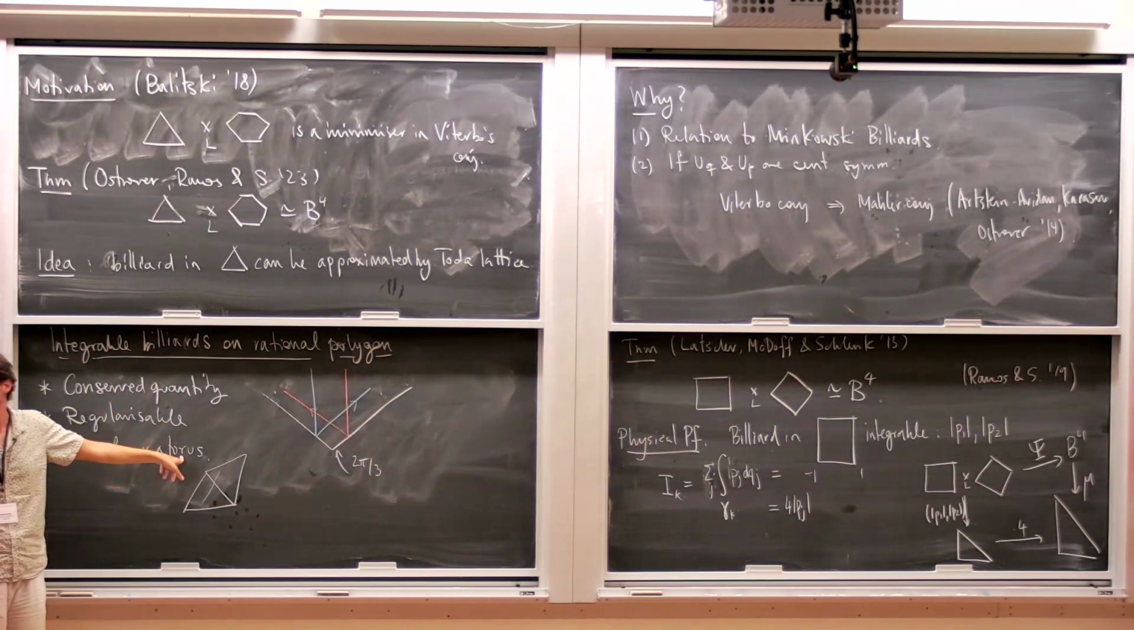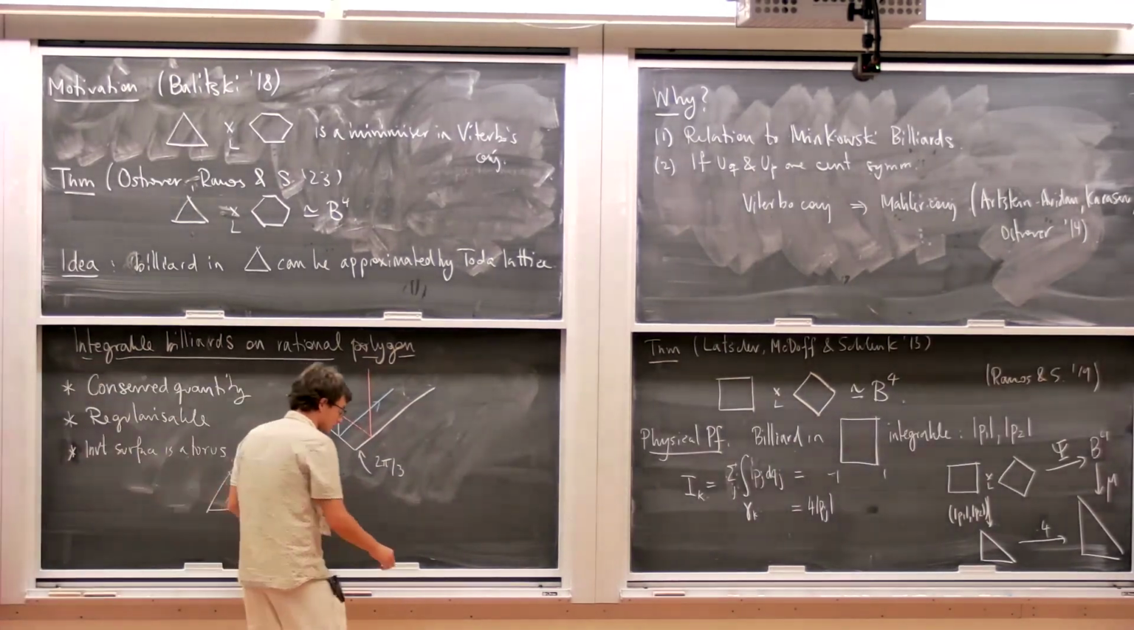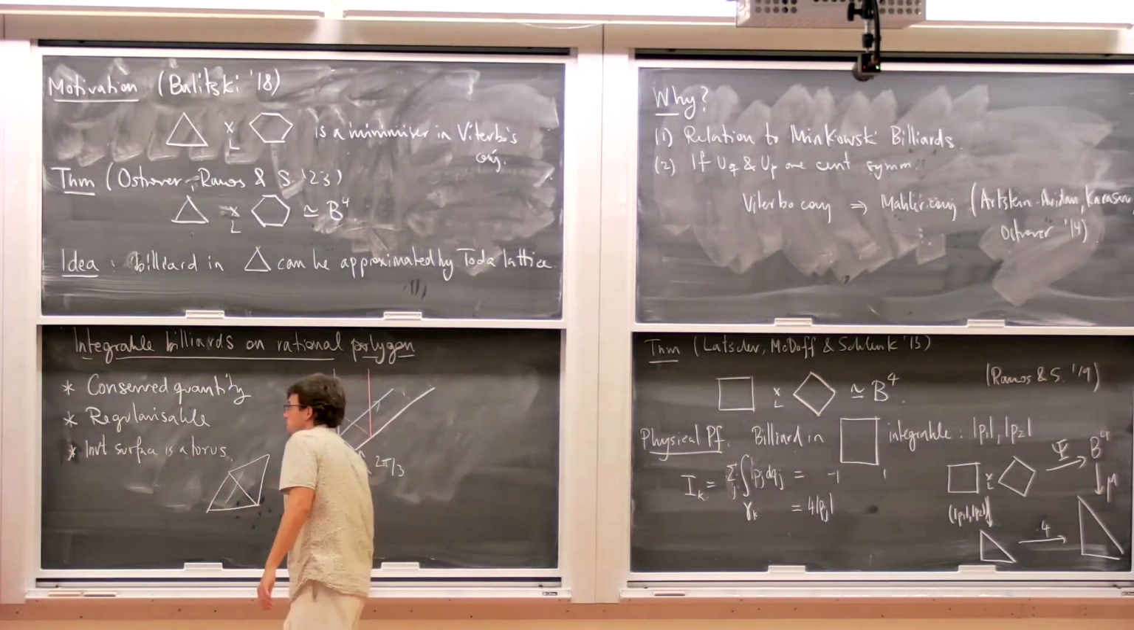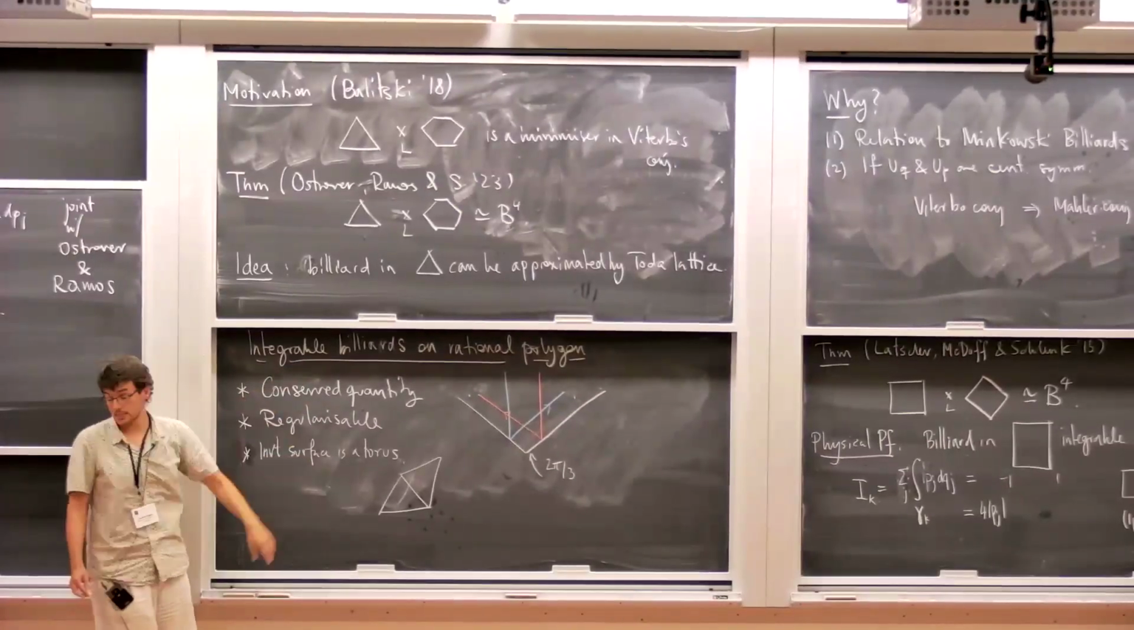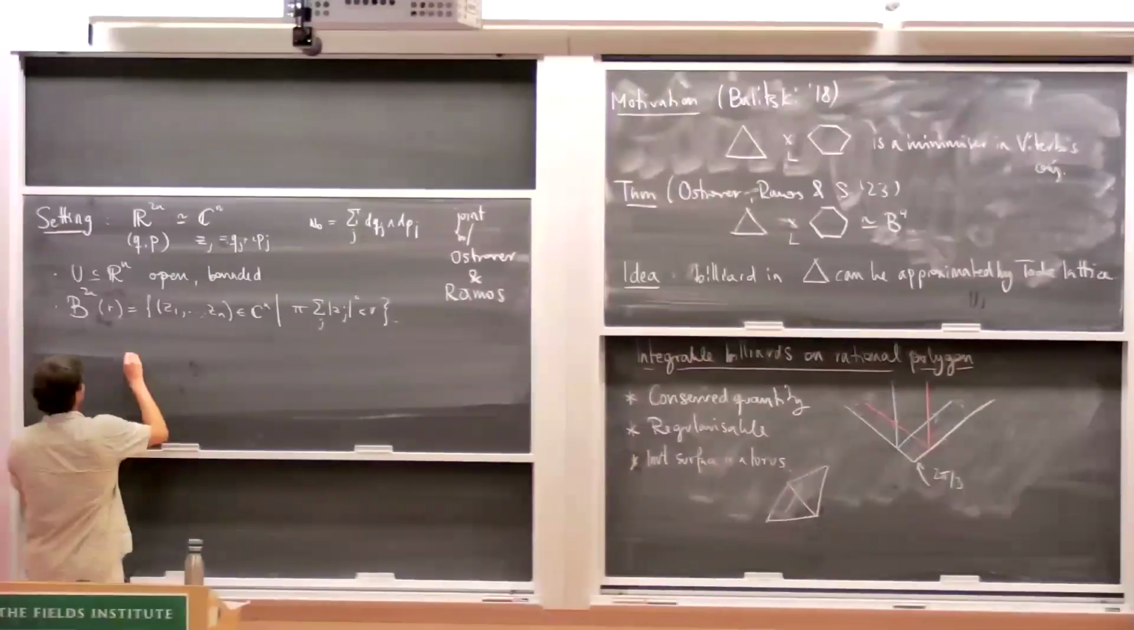You can get higher dimensional things. Take a regular pentagon, I think you get something. I can't remember, but I can give you the formula to calculate the genus. And there are precisely 4 regular polygons on which billiards are integrable. Can you guess what they are?